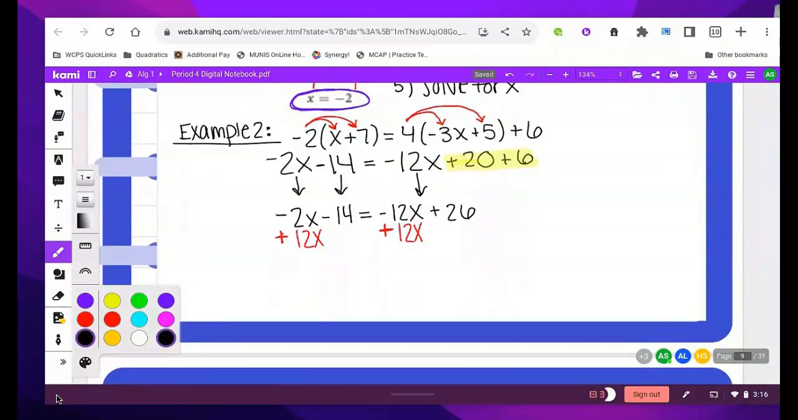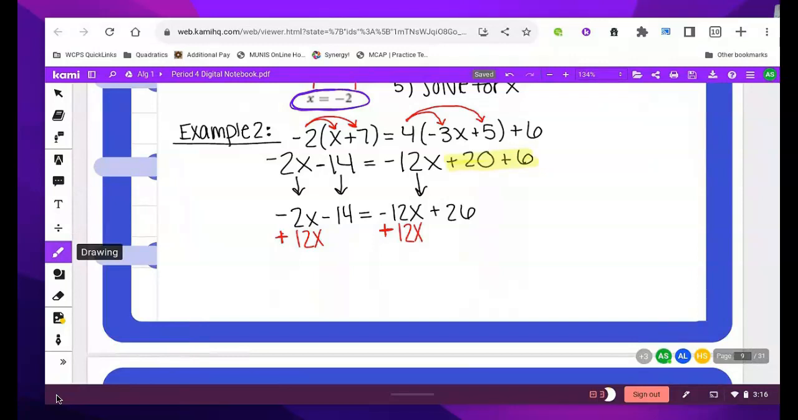Okay, I moved my variables over to the left. So negative 2x plus 12x gives me positive 10x. I'm going to bring down my minus 14 because I didn't do anything with it. Negative 12x plus 12x, they cancel out, so we're not going to do anything with that. And then we'll bring down our 26. So if at any point we're going too fast, go ahead and pause the video and catch up.